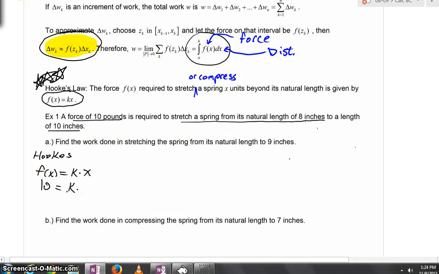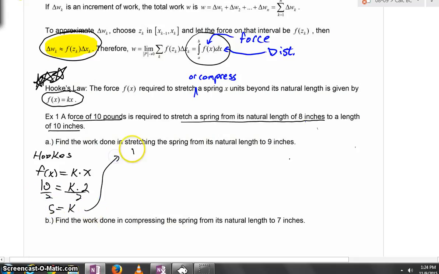How many units have we stretched or compressed from the natural length? 2. You see, you're going from 8 inches to 10 inches. That's going to be a stretch of 2 inches beyond its natural length. And very quickly, we can solve for k. We can divide by 2. And we'll say, well, k would equal 5.